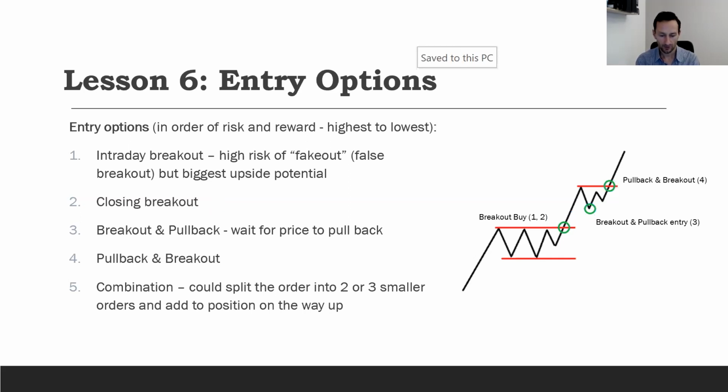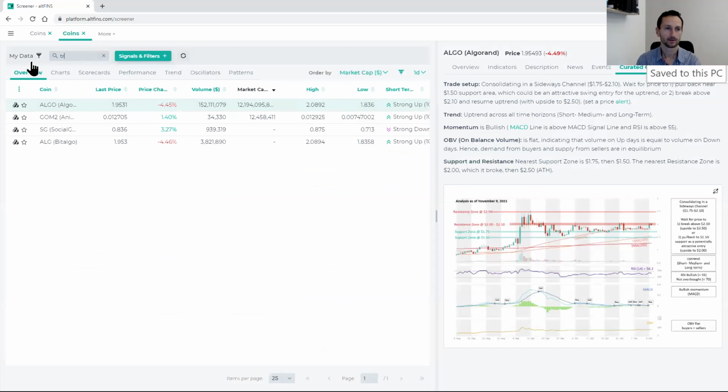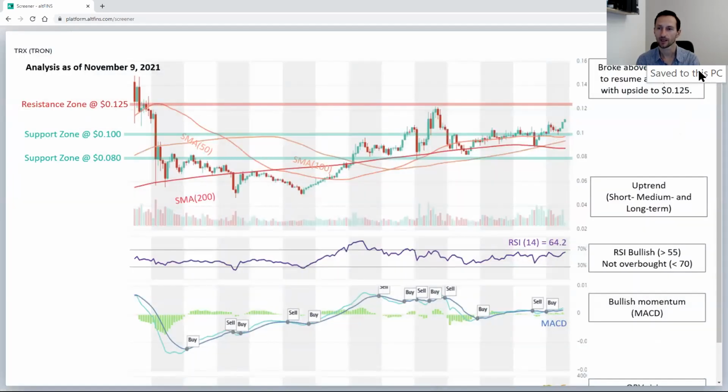I wanted to also look at some fake outs, and I came across one today that was just classic, man. So many fake outs. TRX, and we have it actually in our curated charts, so check it out.